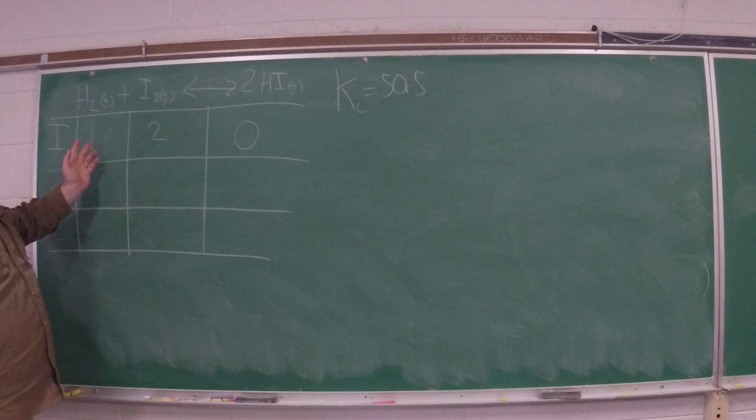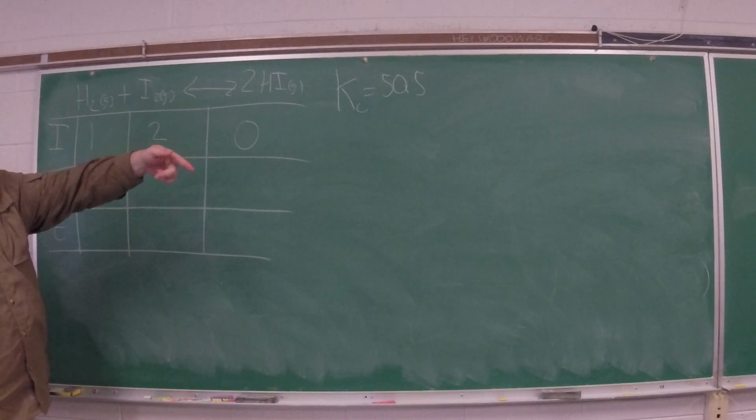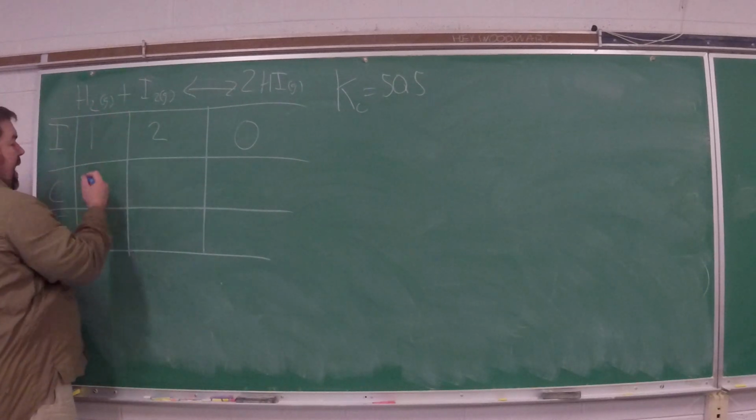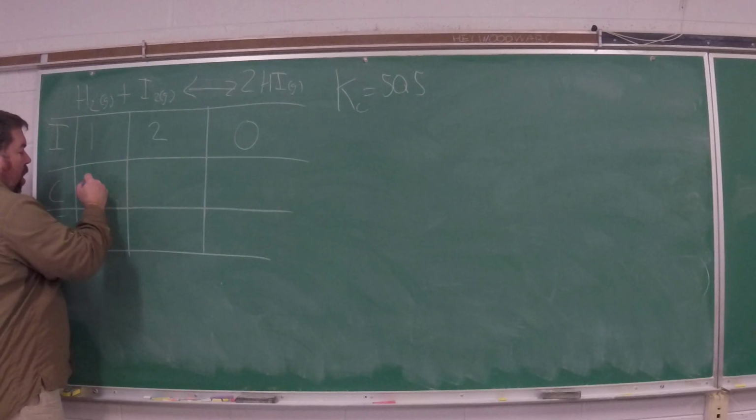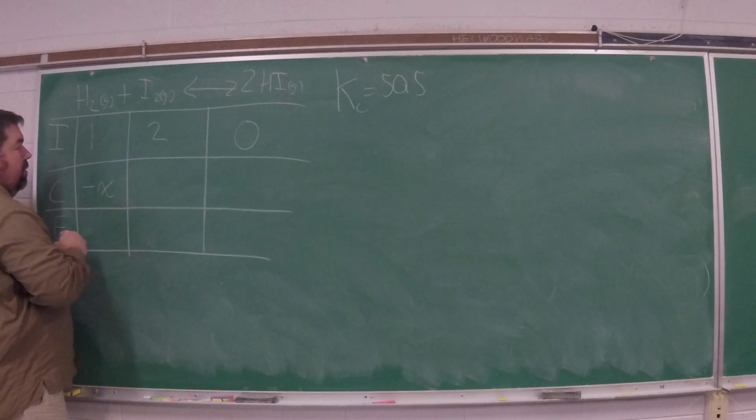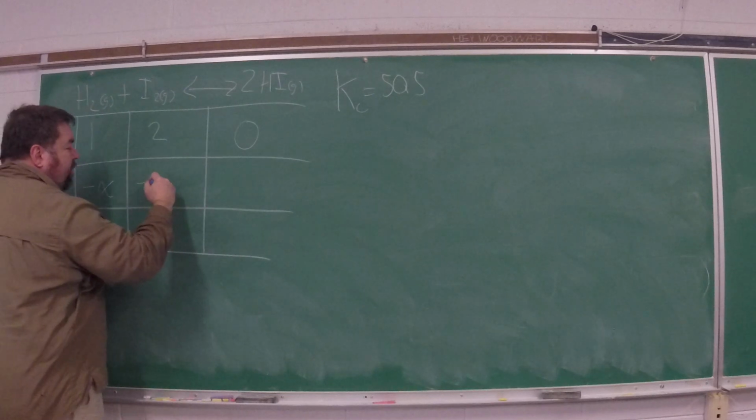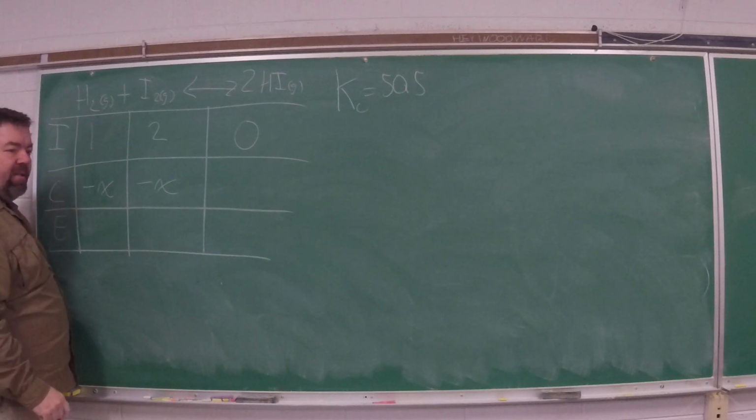So what's going to happen with our reaction when it starts off? It's going to start going to the right. So we're going to start losing reactants, right? So we're going to lose H2. We're going to let the change be minus x. Since these are 1 to 1, the change in I2 also has to be minus x.